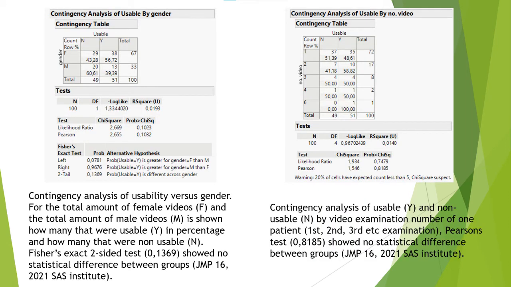Contingency analysis of usability versus gender. For the total amount of female videos and the total amount of male videos is shown how many were usable in percentage and how many were non-usable. Fisher's exact two-sided test showed no statistical difference between the groups.